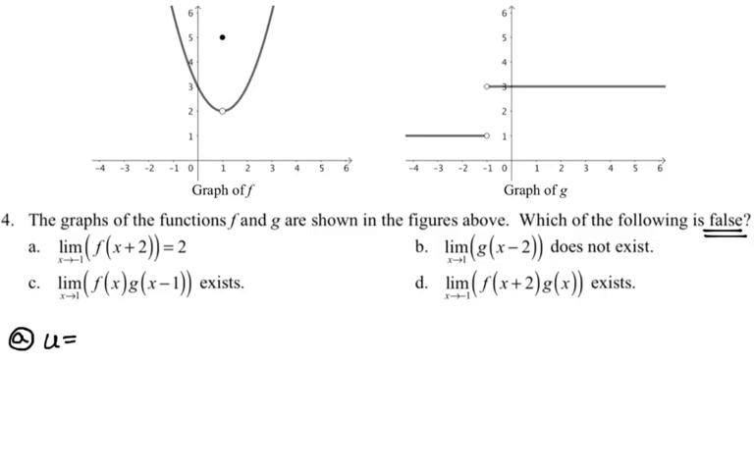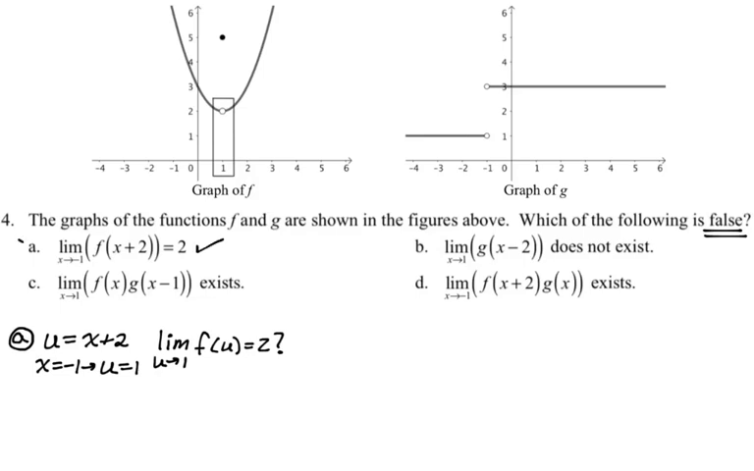So for A, I'm going to do a u substitution. U is equal to x plus 2. So if x is approaching -1, then u is approaching +1. So this is saying the limit as u approaches 1 of f of u is equal to 2. So now I'm going to go to the graph of f and approach 1. So that puts me in this box, and you can see the y values are definitely approaching 2 as u approaches 1. So this is true, which means it is not the answer because I'm looking for something false.